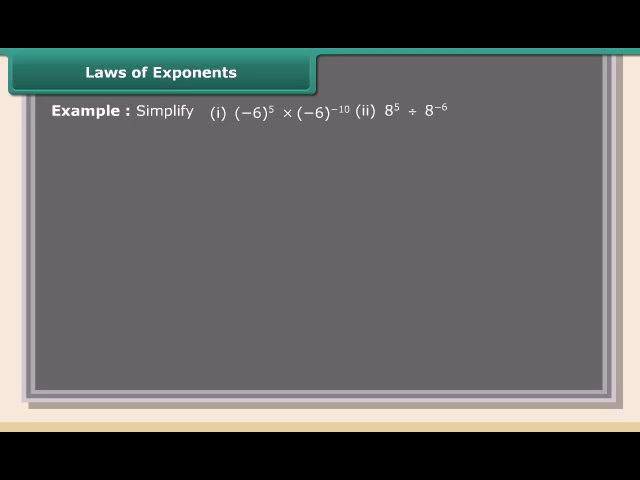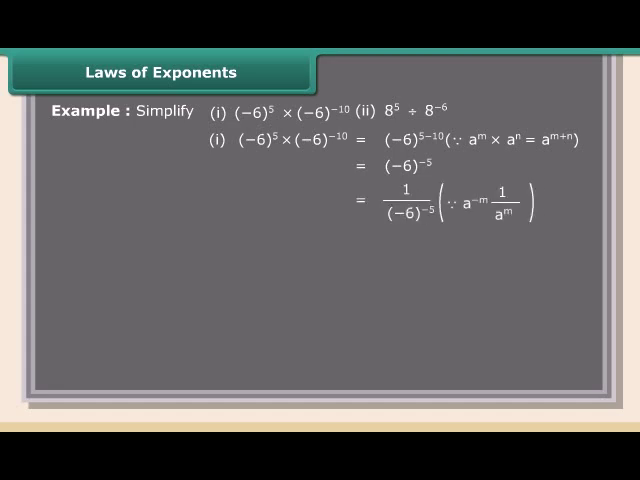Example, simplify (-6)^5 × (-6)^-10 and 8^5 divided by 8^-6. Solution. (-6)^5 × (-6)^-10 is equal to (-6)^(5-10), since a^m × a^n is equal to a^(m+n), which is equal to (-6)^-5, which is equal to 1 upon (-6)^5, since a^-m is equal to 1 upon a^m. So (-6)^5 × (-6)^-10 is equal to 1 upon (-6)^5.